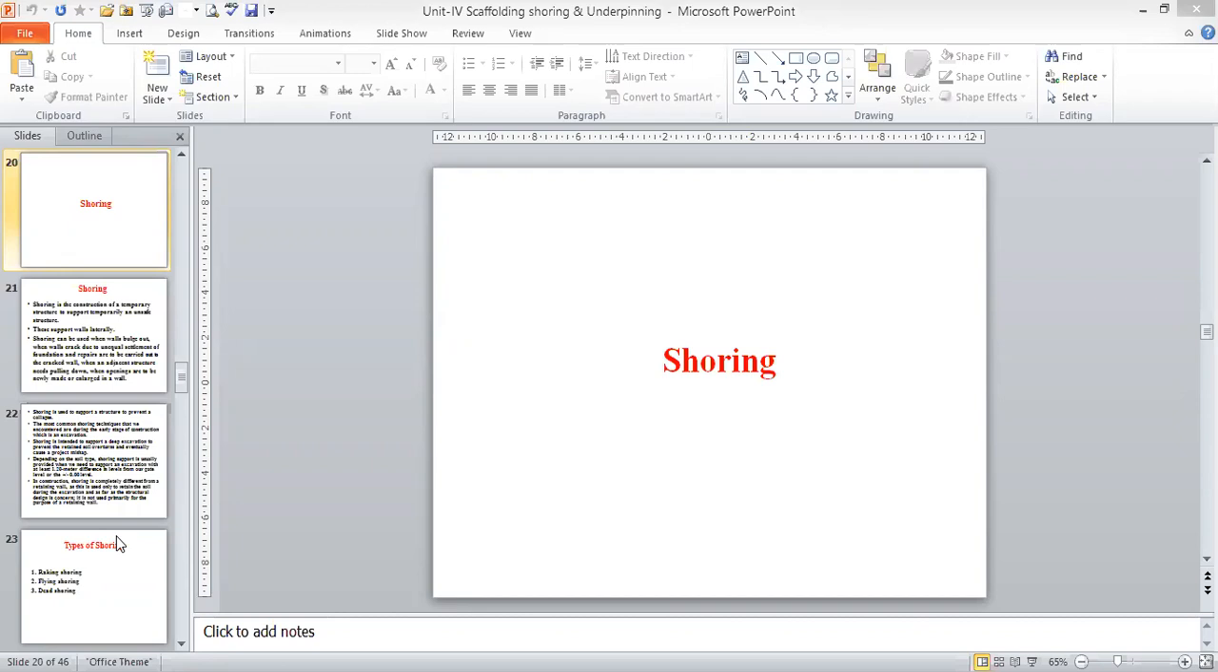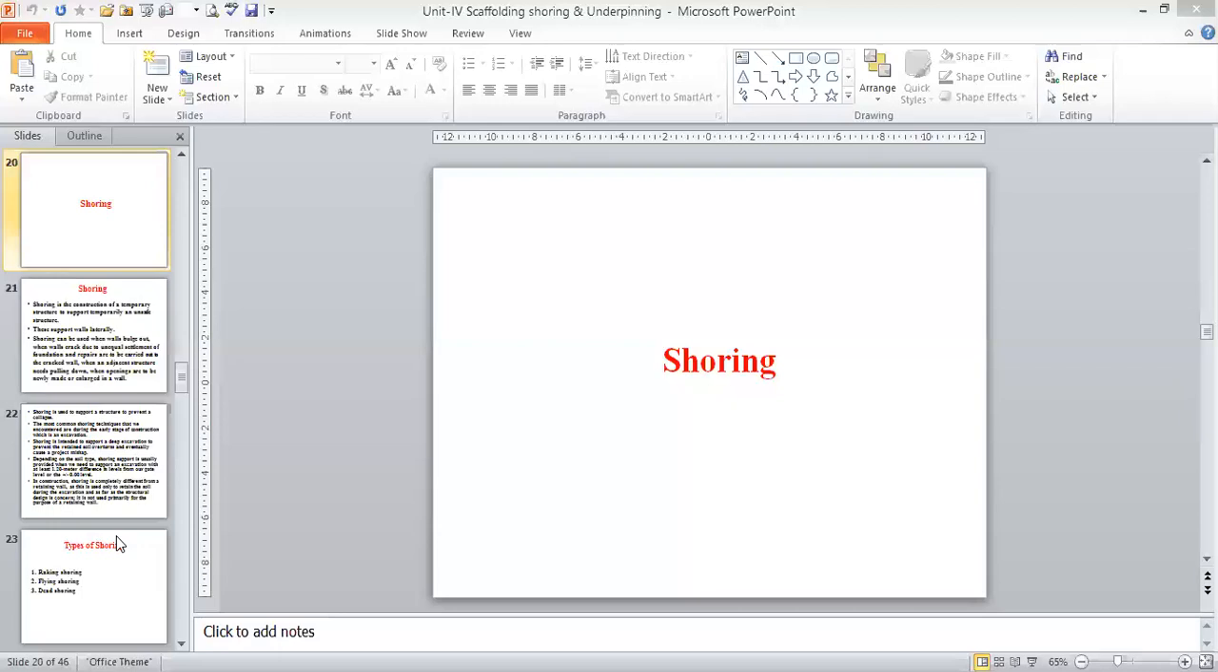The second case is if we go for deep excavation for the foundation next to the existing structure. Because of the vibrations, the existing structure may develop cracking. For that, we have to go for repair, and we provide temporary support in the form of shoring.